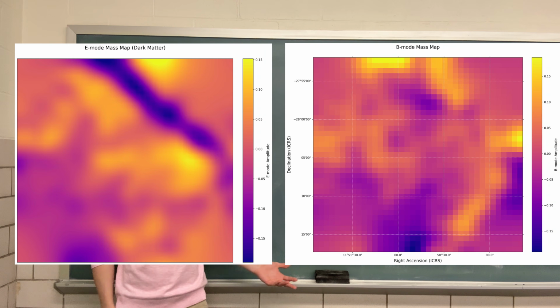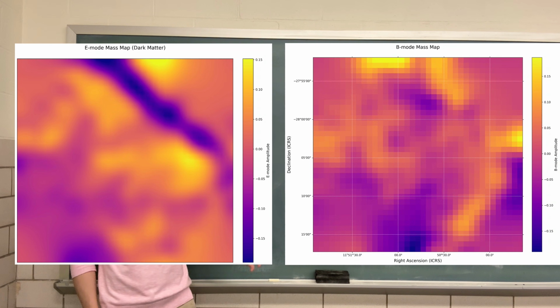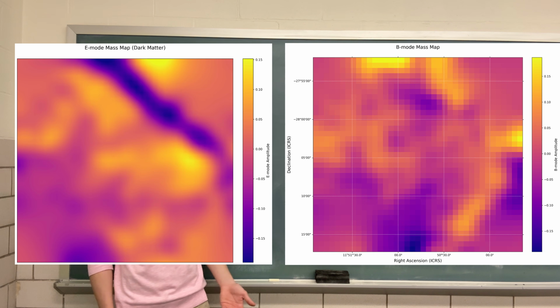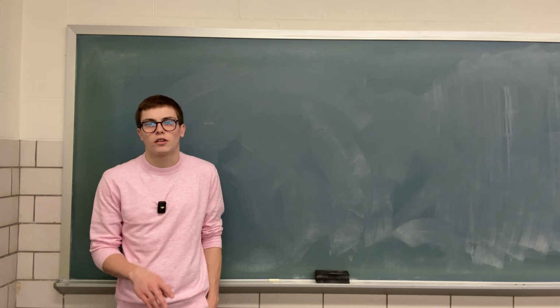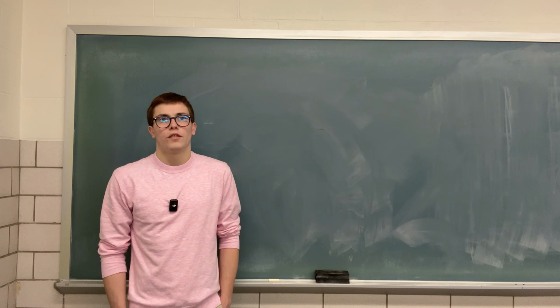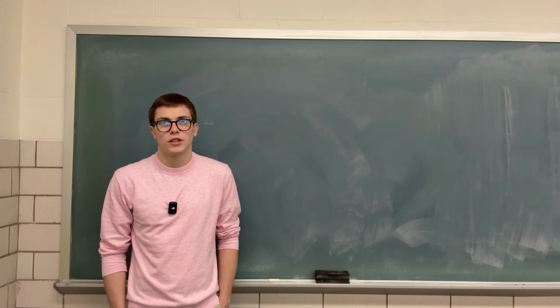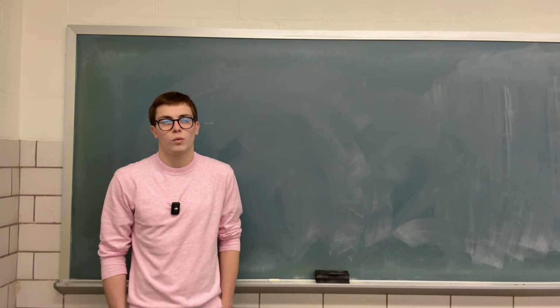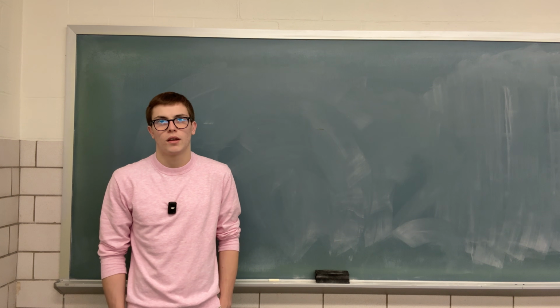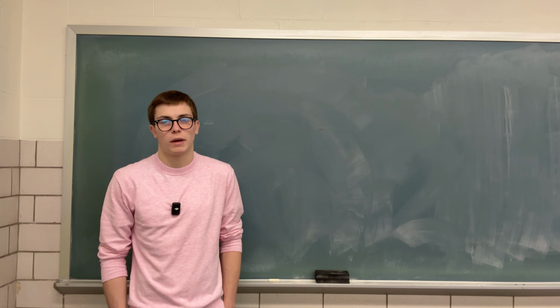Here I'll show both. The E-mode on the left shows a clear peak, which is the mass concentration from the galaxy cluster. The B-mode on the right is much flatter and noisier, which is roughly what we'd hope to see. It tells us that our systematics are roughly under control. From the convergence map, we also compute the tangential shear profile around the cluster center, which should fall off with radius in a way that matches an NFW profile. We fit that to recover the cluster mass.